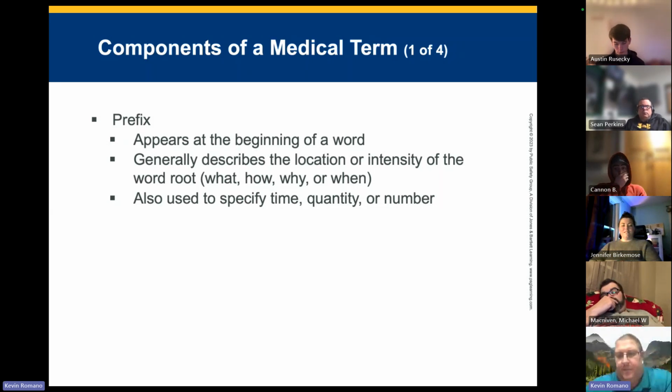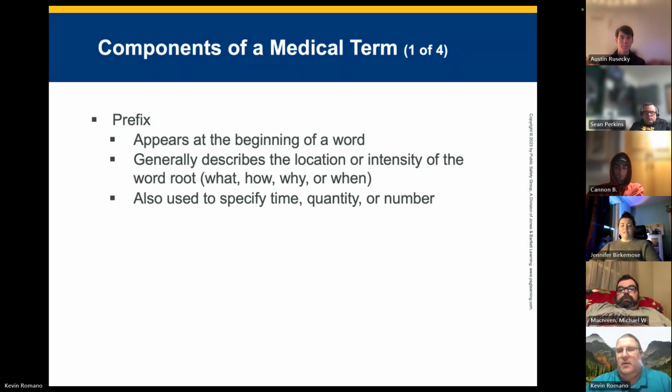Continue on. All right. So where were we here? So it also changes the meaning of the medical term as a whole by describing the what, how, why, or when of the root. Right. So some examples would be sub, meaning below, and cutaneous, meaning skin. So subcutaneous, right? As in subcutaneous administration.